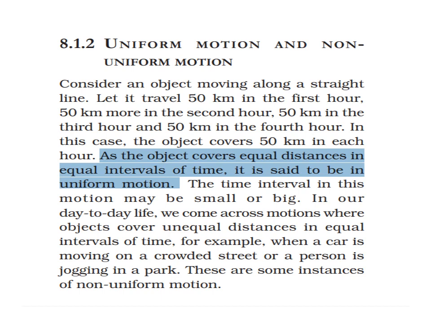When an object moves on an uneven road, or a person is jogging in a park, or a bus is moving in a crowded street, or any person is moving in a crowded street, these are examples of non-uniform motion. Non-uniform motion means when the object covers unequal distances in equal intervals of time.